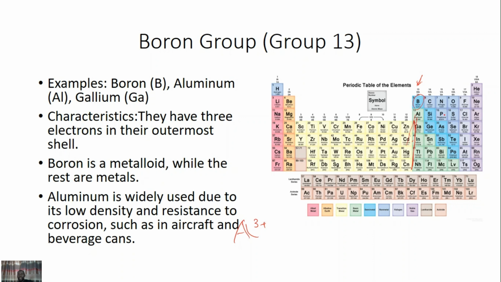Aluminium, because of its low density and resistance to corrosion, is used in aircraft. Because of its lightweight, it is also used in beverage cans.